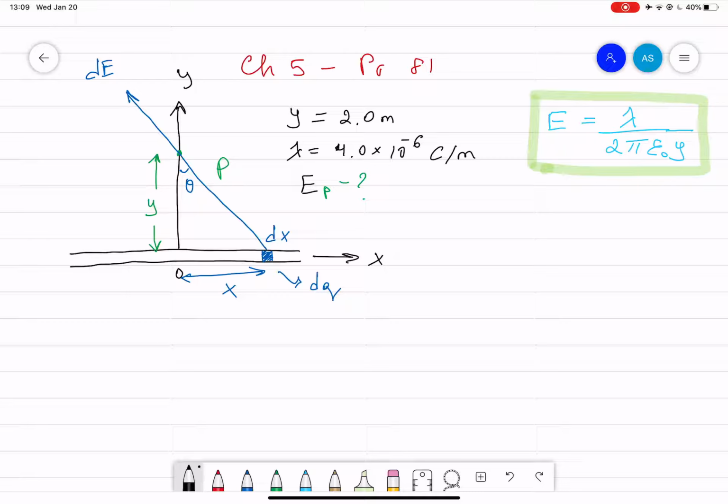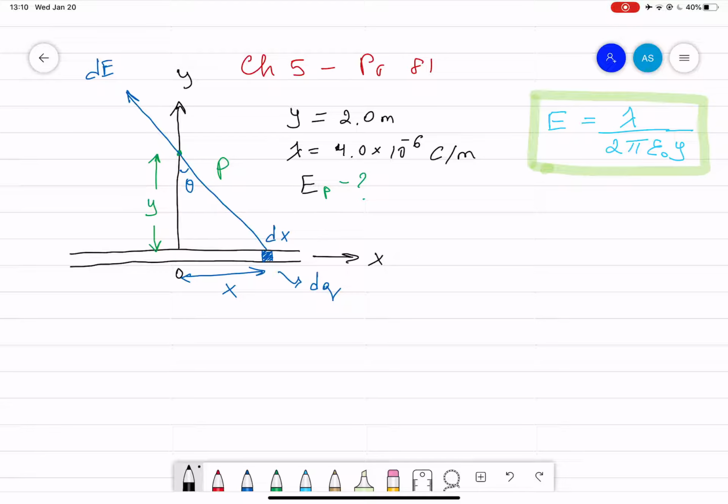Now, the easy way: if you know the formula, then you can just plug in the numbers and you get the answer. However, if you don't know that one, then you have to go through many steps to get the final formula and plug in the numbers to get the answer.